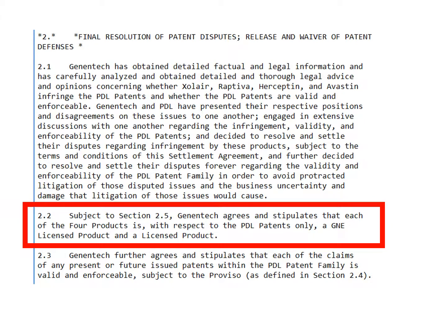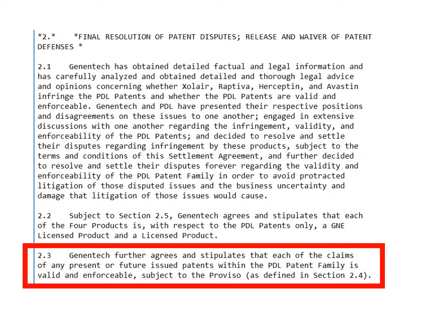Okay, 2-2. Subject to a later provision, Genentech agrees and stipulates that each of the 4 products is, with respect to the PDL patents only, a GNE licensed product and a licensed product. What's that mean? Well, Genentech agrees that the products at issue, these drugs that they were fighting about, fall under the contract. With respect to the PDL patents, these are licensed products, which means they're royalty bearing. So when I sell them, I'm going to owe a royalty to PDL. So Genentech gives here. They say, look, we'll stipulate that these drugs do come under your patent rights.